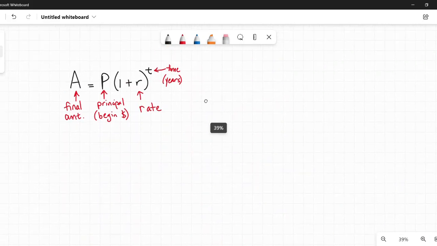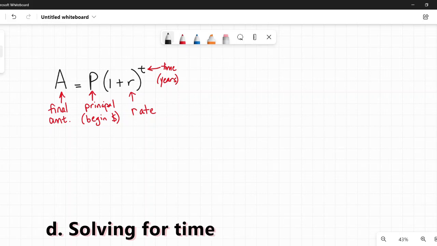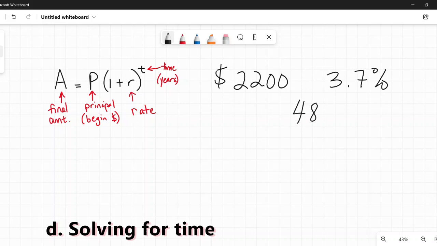So our final one is where things get the trickiest. We've had some that were just more basic calculator usage and a little more advanced calculator usage. This one takes some doing. Our final question here is they're going to tell us that someone put $2,200 in an account and it's earning 3.7%. And after a certain amount of time, they had $4,892.78. How long was that? How many years had passed?